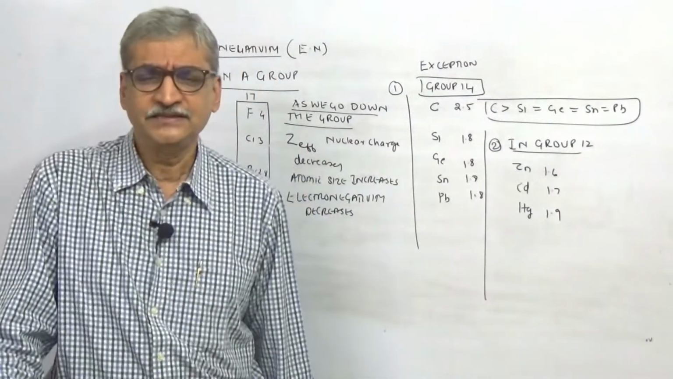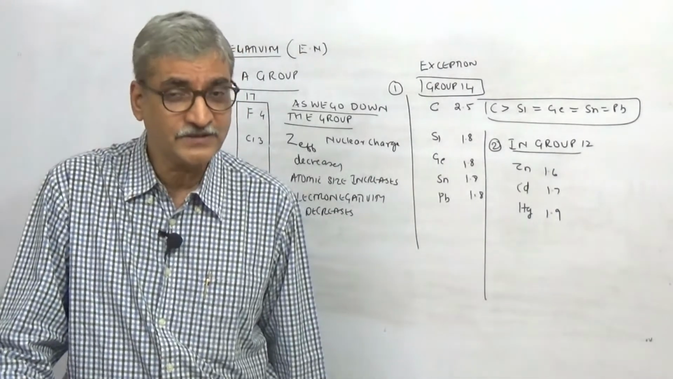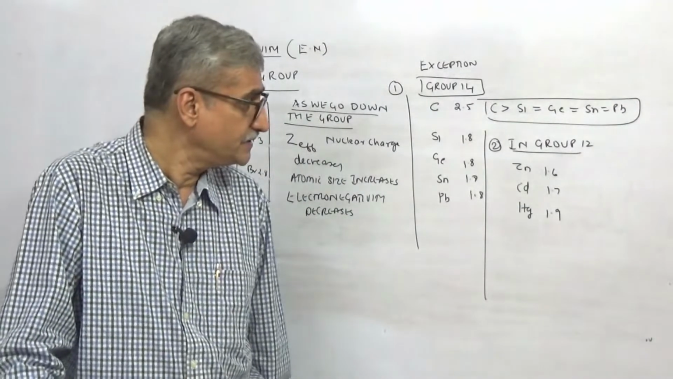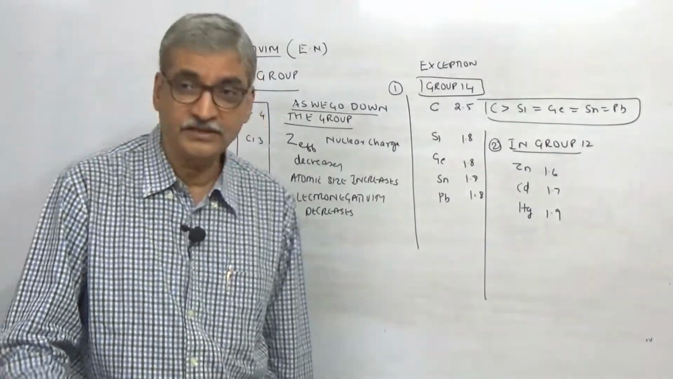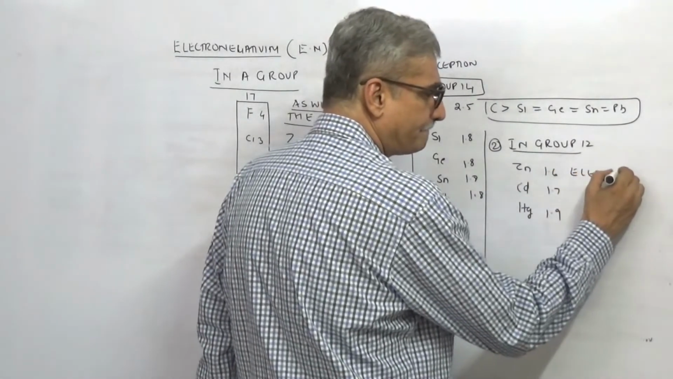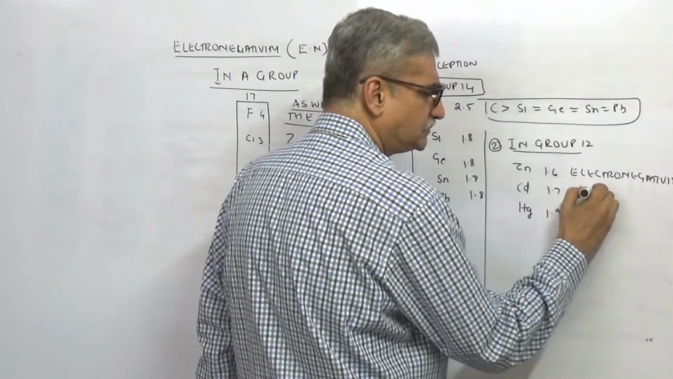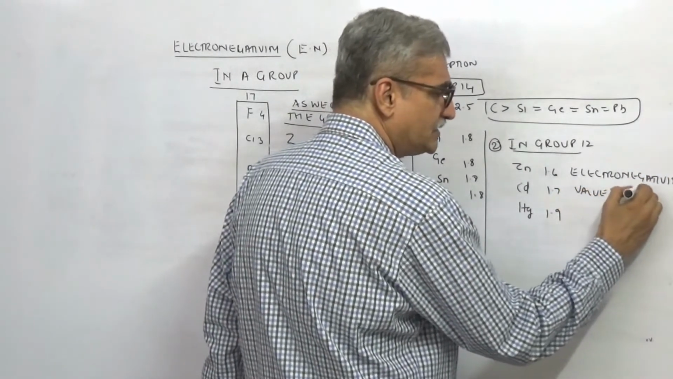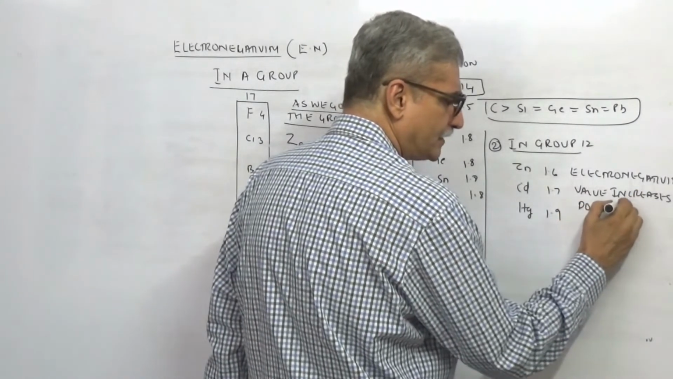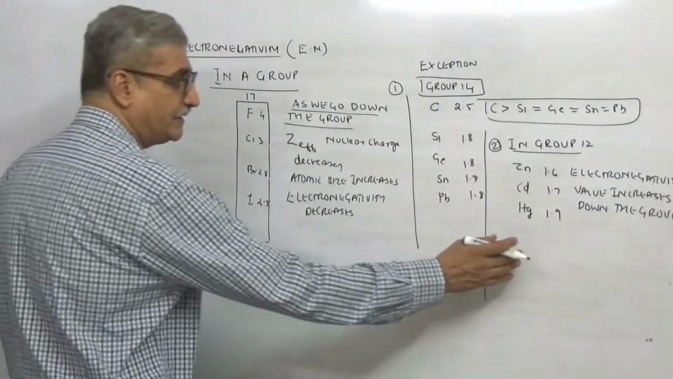Is this clear? The textbook says electronegativity decreases as we go down the group. Those exceptions are what we have to look at. So here in group 12, that is zinc, cadmium, mercury, the electronegativity value increases as we go down the group. Exception: electronegativity value increases down the group.